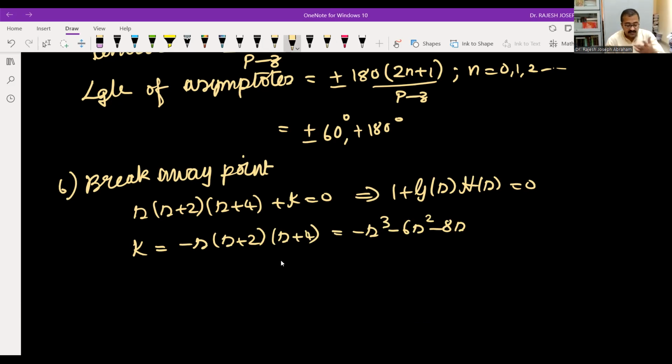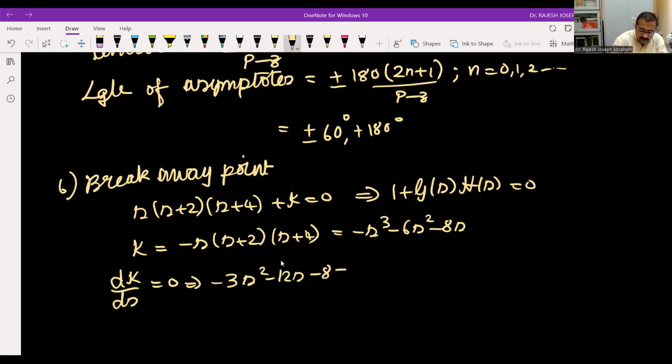Now what we have to do? Differentiate that: dk by ds equal to 0. What did you get? Minus 3s square minus 12s minus 8 equal to 0. If you solve this, it is a quadratic equation, so you will get two values. The candidate points are s equal to minus 0.845 and another one is minus 3.1547.